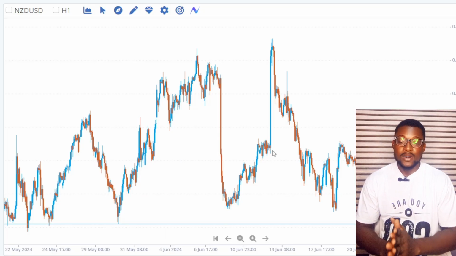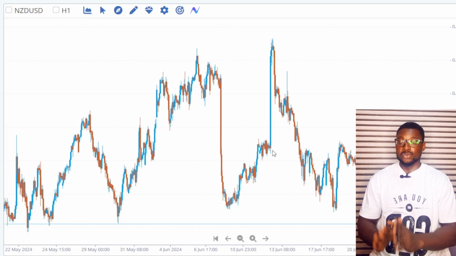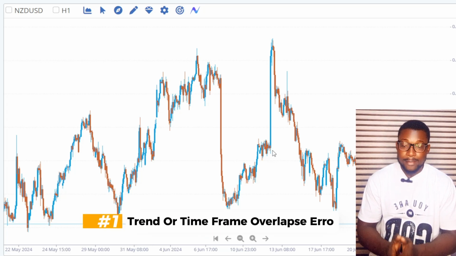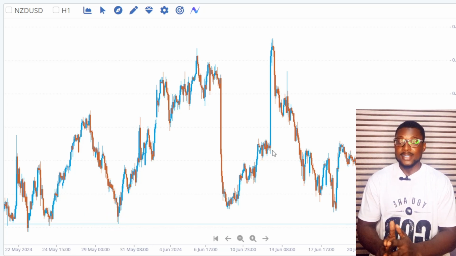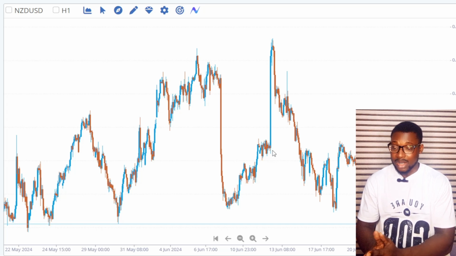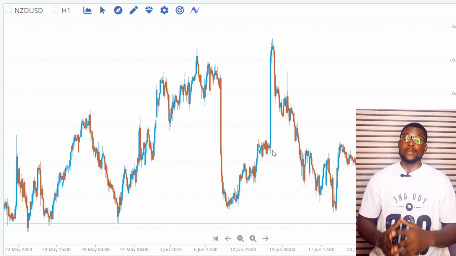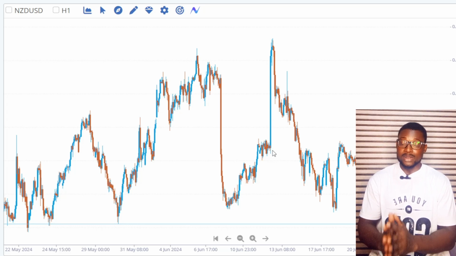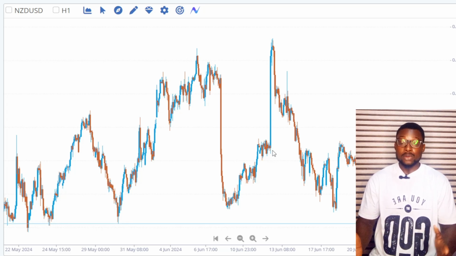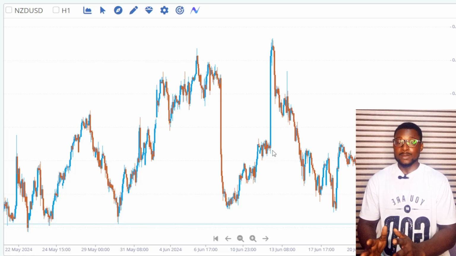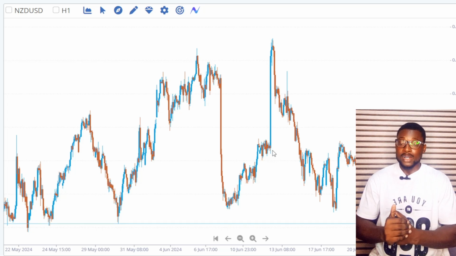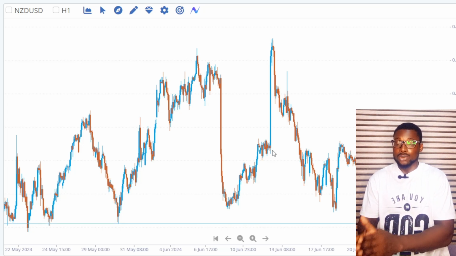The first error on this list of 6 deadliest trend line errors is the error of trend or time frame overlaps. Trend lines have a lot to do with using the right trend in the market to plot them. By the time you use the wrong trend to plot a trend line, it simply means you'll be trading from the wrong time frame without knowing, right? A lot of people make these mistakes, and that is why the first thing you want to do is be sure that you're on the right trading time frame you should be on.